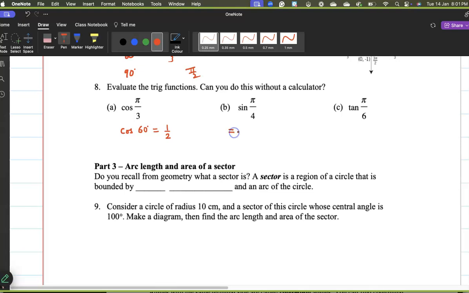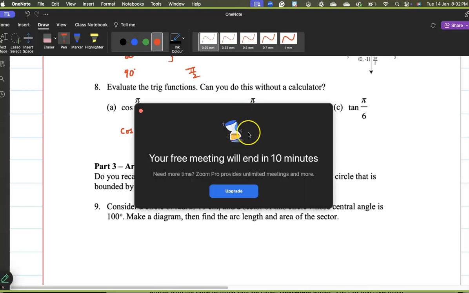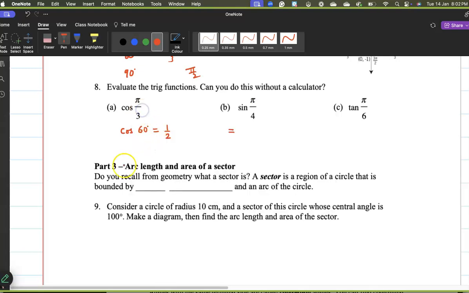You have to learn that table. You remember now how to make the table? I had it in my other notebook. Wait, can I get my other notebook? So 45. Sine 45. What is sine 45? 1 over root 2.